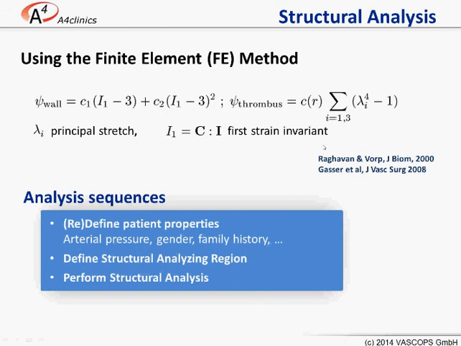Right, so what you have to do as a user is you predefine, so these patient parameters C, C1 and C2 are predefined, so you don't have to do anything there. What you then do is you prescribe arterial pressure, gender, family history, and so forth. Then you define the boundary conditions of your structure analysis, and finally you perform the structure analysis. And we're going to again see how this works later.